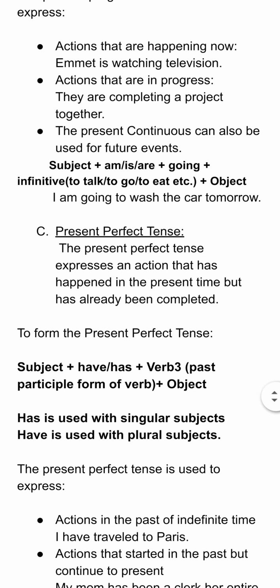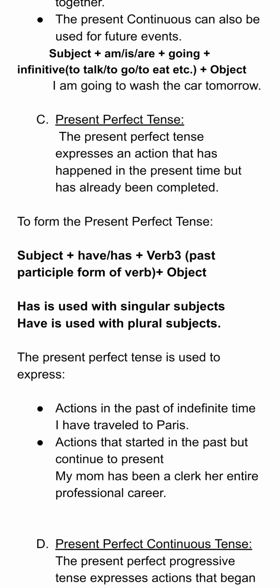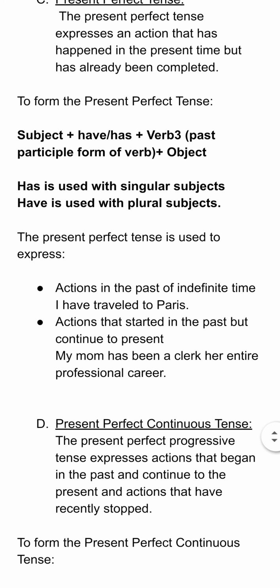Now the next one that comes is present perfect tense. The present perfect tense expresses an action that has happened in the present time but has already been completed. To form the present perfect tense, we use the structure subject plus have or has plus verb 3, which means the past participle form of verb, plus object. Now, has is used with singular subjects. Singular means only one. Have is used with plural subjects. Plural means more than one.